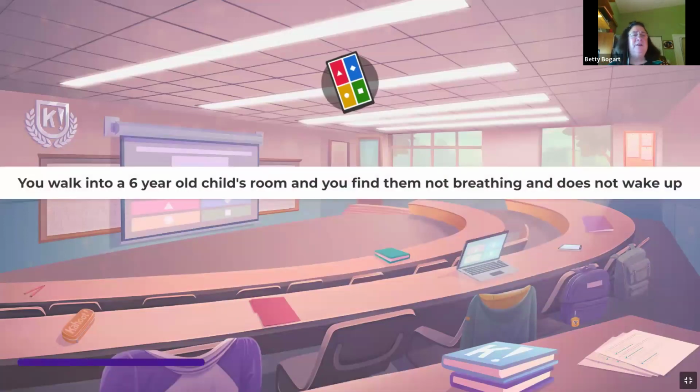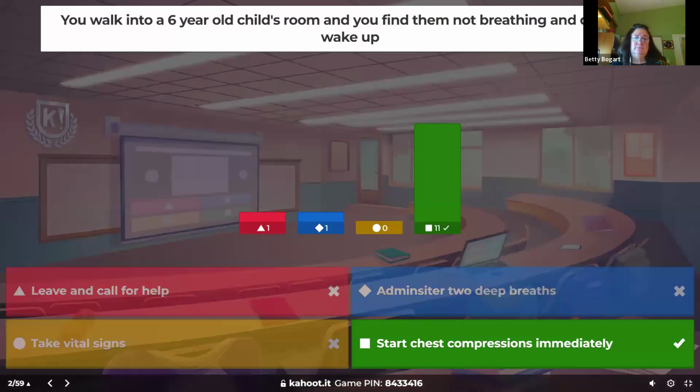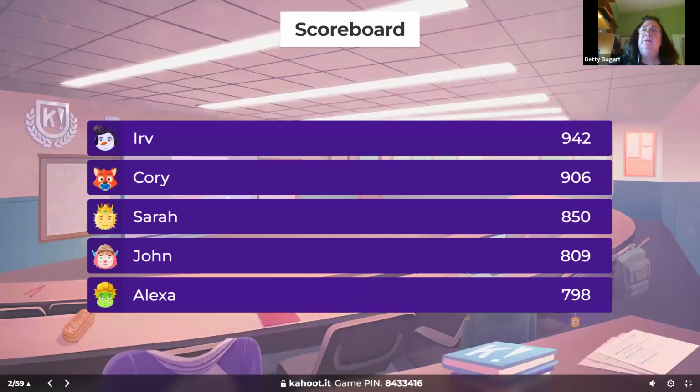You walk into a 6-year-old's room and you find them not breathing and they don't wake up. What are you going to do? Again, a CPR question. So, of course, if they're not breathing, they don't have a pulse, definitely start the chest compressions, call for help, right? Very good.